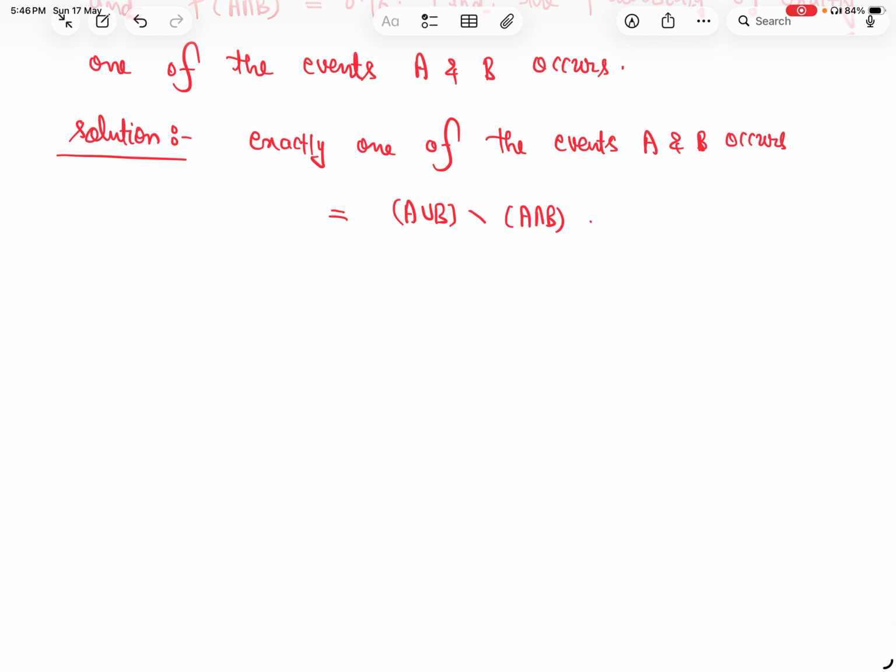So we know that if X is a subset of Y, then the probability of Y minus X is nothing but the probability of Y minus the probability of X.